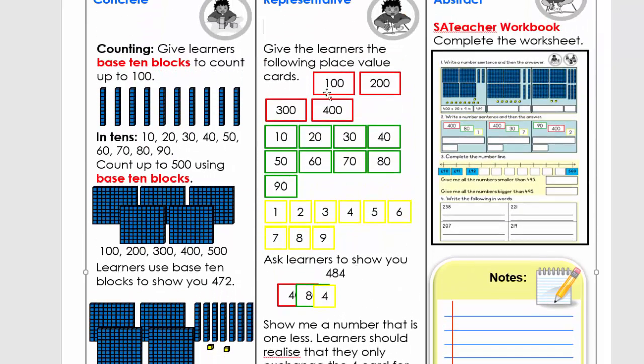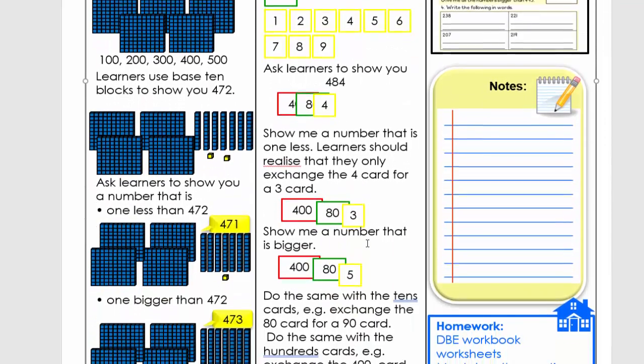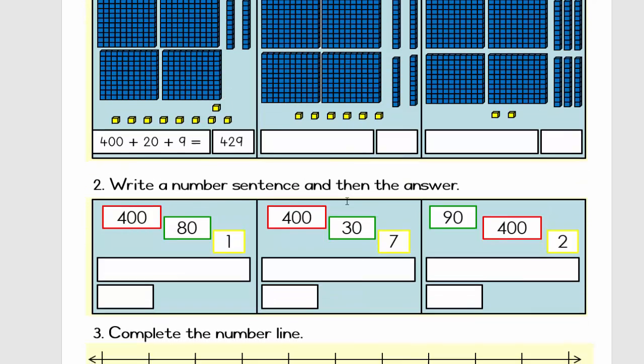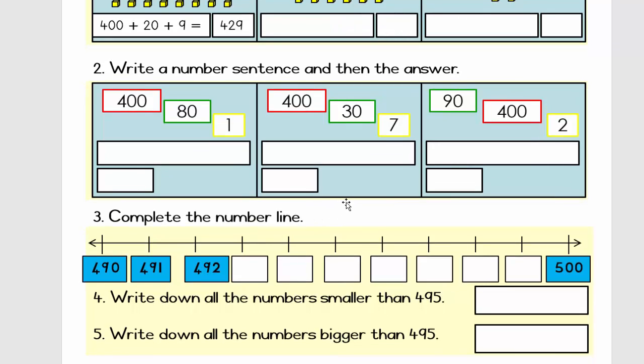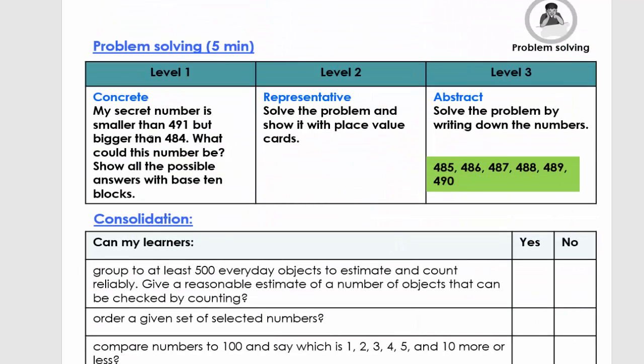Then when you're done with the representative level, we can carry on with the worksheet. So the worksheet is whatever we did practically, it's on the worksheet. It's almost the same, just a different number range than the worksheets we did before. You complete the worksheet, there's a problem solving. You can pause here and do the problem solving. So time to pause.